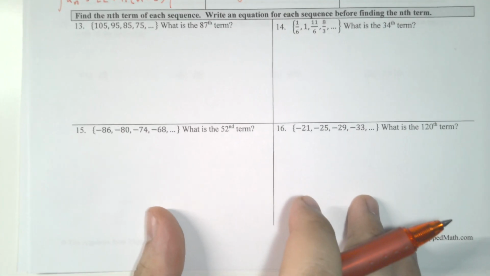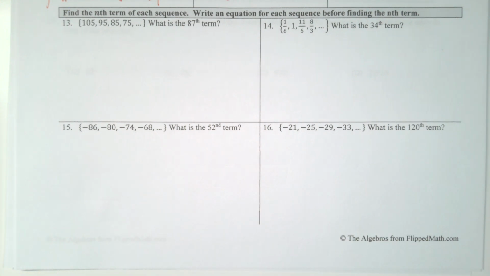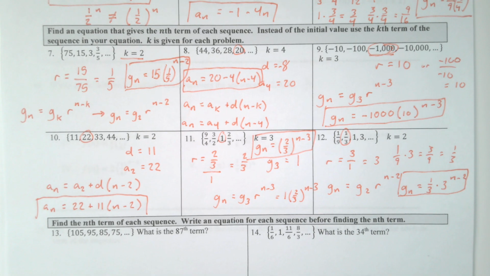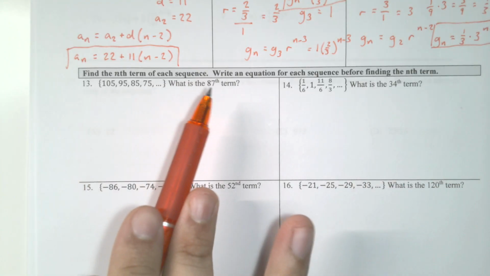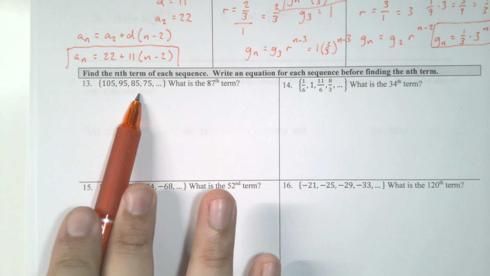Okay, so what about 13 through 16? So we want to find the nth term of each sequence. So first we need to find the equation for each sequence before we can find the nth term. So far in all of these examples, we have found the equation. And what's really nice about this is the reason we're motivated in finding the equation is what if we wanted to find, say, the 87th term of this sequence?